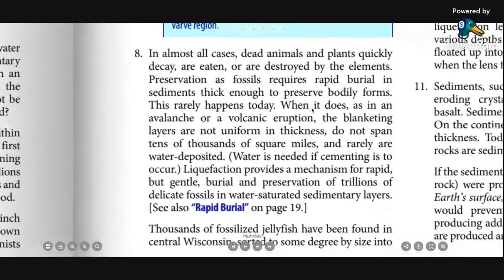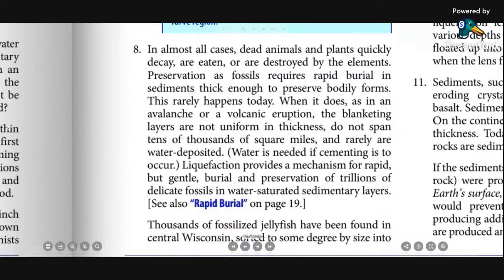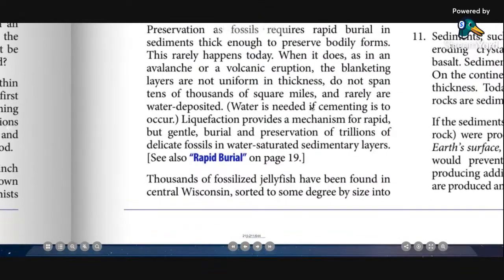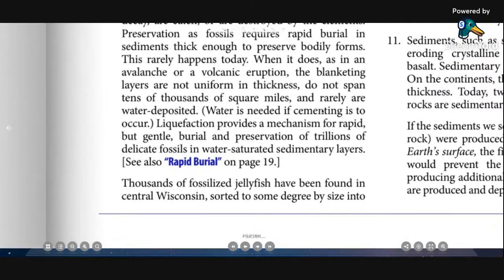Number 8. In almost all cases, dead animals and plants quickly decay, are eaten, or are destroyed by the elements. Preservation as fossils requires rapid burial in sediments thick enough to preserve body forms. This rarely happens today. When it does, as in an avalanche or a volcanic eruption, the blanketing layers are not uniform in thickness, do not span tens of thousands of square miles, and rarely are water deposited. Water is needed if cementing is to occur. Liquefaction provides a mechanism for rapid but gentle burial and preservation of trillions of delicate fossils in water-saturated sedimentary layers. See also rapid burial on page 19.